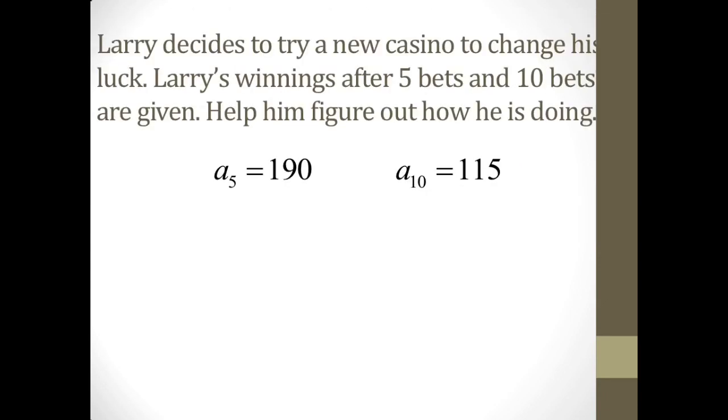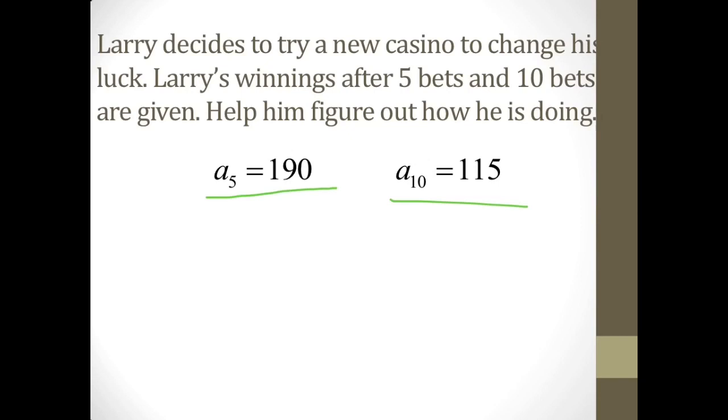Unfortunately, Lucky Larry is back at it again. After his 5th bet, he had won $190, so he's feeling pretty good. After his 10th bet, he won $115. Not as much, but still a profit. Let's go ahead and try and figure out a formula for Lucky Larry to determine how much he will win after each bet. Notice though that this is set up slightly differently because we don't have consecutive terms. We have the 5th term and then some space between and our 10th term.